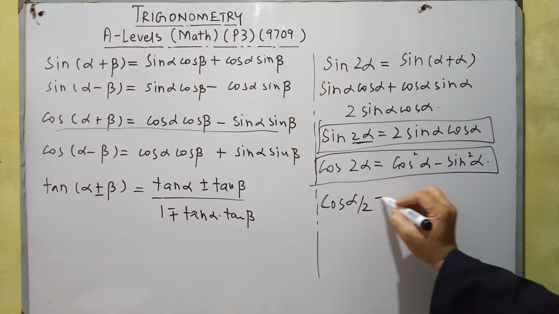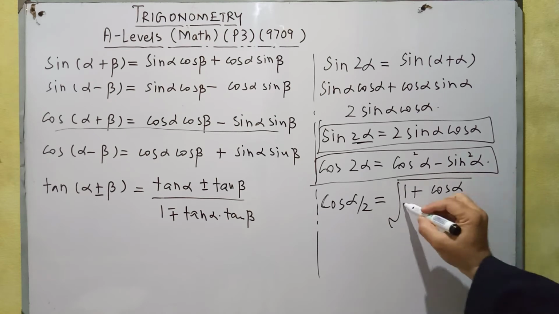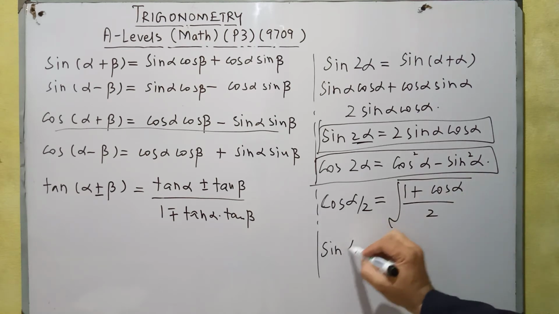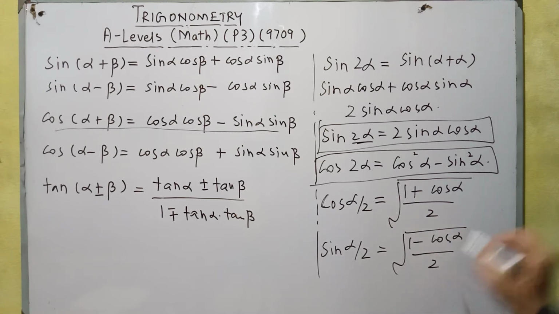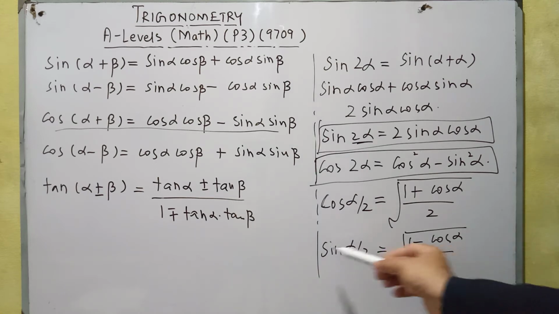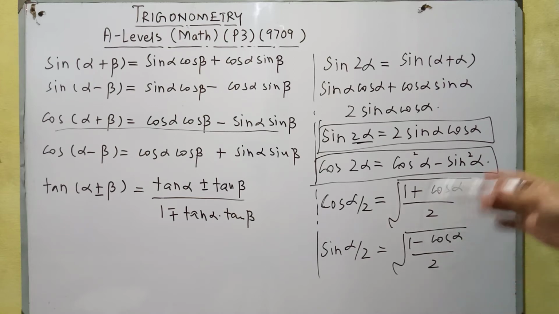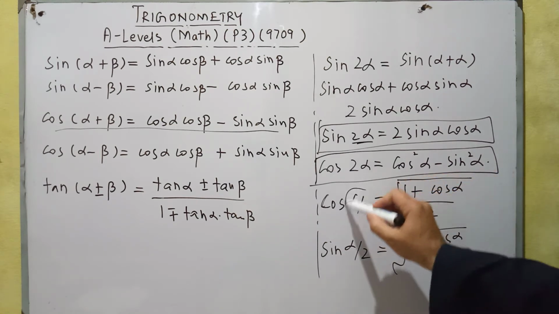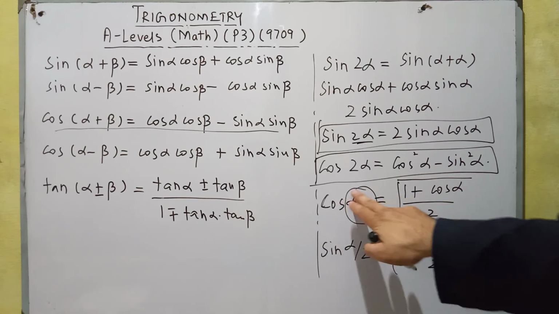Cos alpha over 2. Alpha over 2 is half angle. It will be equal to square root of 1 plus cos alpha over 2, and sine alpha over 2 will be equal to square root of 1 minus cos alpha over 2. These two identities are called half angle identities, and we can also derive half angle identity of tangent if we divide these two functions. If we divide this over this, we can have half angle identity for tangent function. Now if we double this angle, this thing is very important, that if we double this angle alpha over 2, we will have alpha.